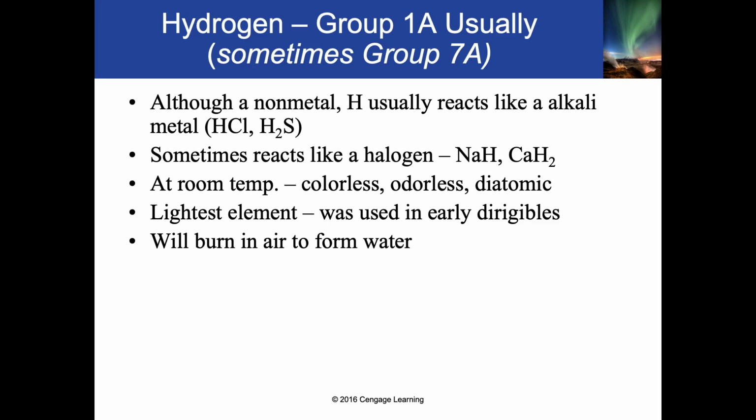We're going to end pretty soon here, and then our three peeps who missed the exam on Monday can take the test. So, lastly, we have hydrogen, which is usually in group 1A, but sometimes is in group 7A. Like I was saying before, hydrogen is the only nonmetal that's sitting on top of metals. Most of the time, though, we have it here, but it could really be over here. It could act as both, right? It sometimes acts like a halogen, so you get sodium hydride, calcium hydride. At room temperature, it's colorless, odorless, it's diatomic. It's the lightest element and was used in early what?